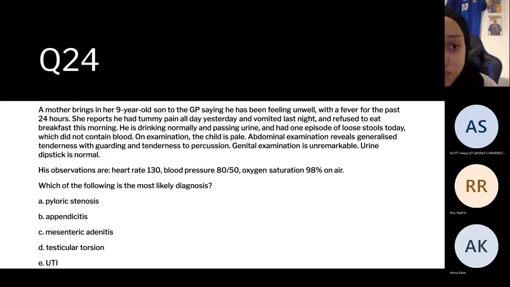Abdominal examination also reveals generalized tenderness with guarding and tenderness to percussion. Genital examination is unremarkable. Urine dipstick is normal. His observations are heart rate of 130, blood pressure 80/50, and oxygen saturation of 98% on air. Which of the following is the most likely diagnosis? Is it pyloric stenosis, appendicitis, mesenteric adenitis, testicular torsion, or UTI?